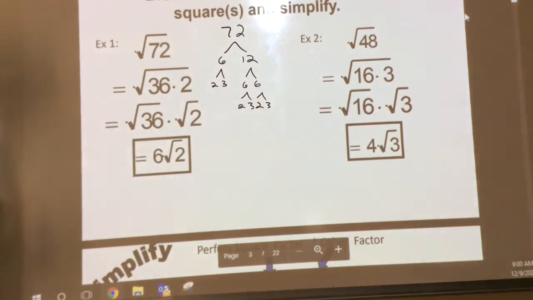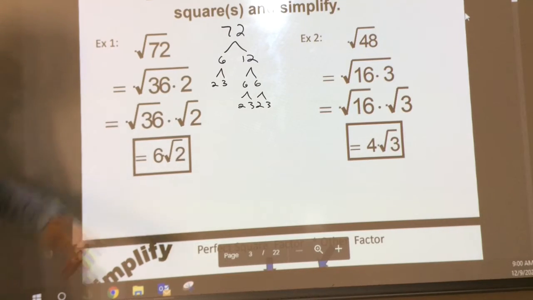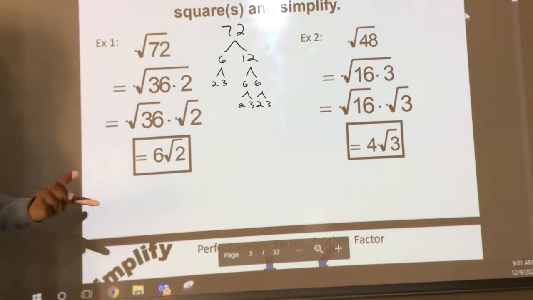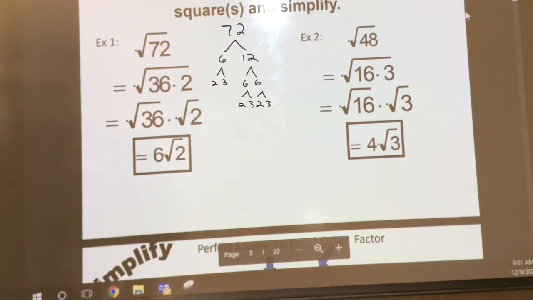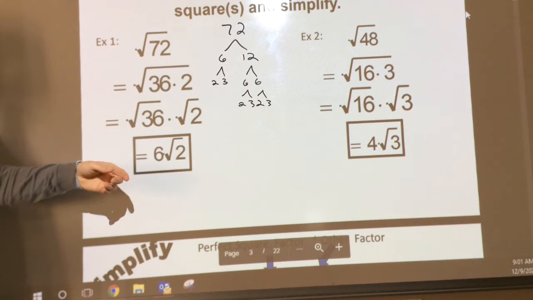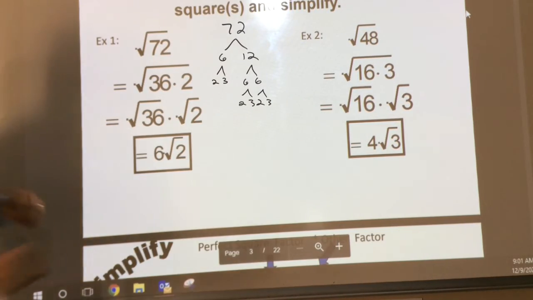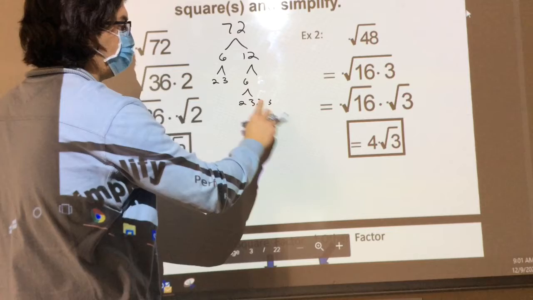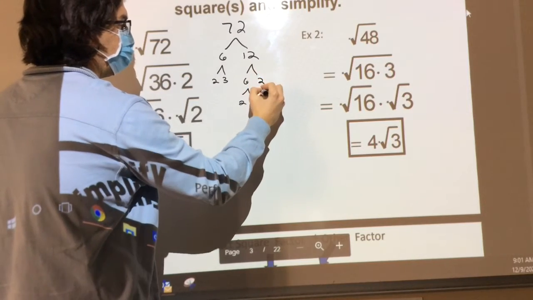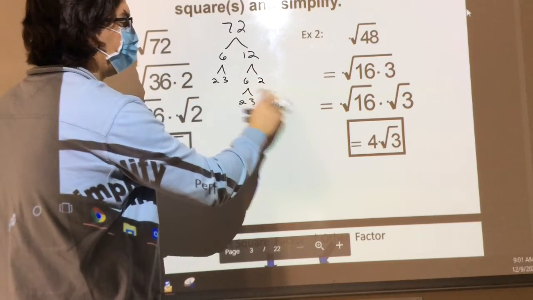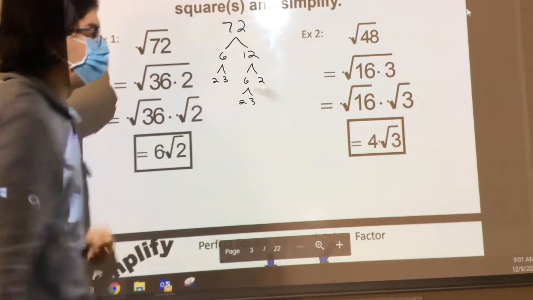Now, this one's a little bit more unique because 36 is a perfect square. What I mean by it is if you take 6 and multiply 6 by 6, that's where they're getting that from. Yes, Carter? I think it's supposed to be 6 times 2. Yeah, 6 times 2. Thank you. Good catch. Thank you, Brian. I know you saw that as well.